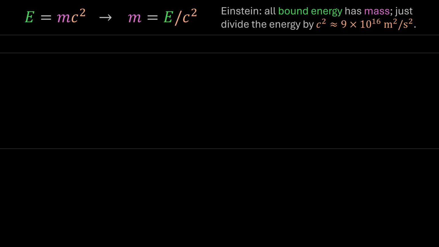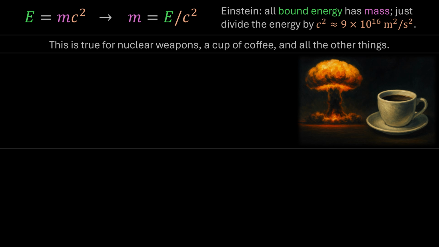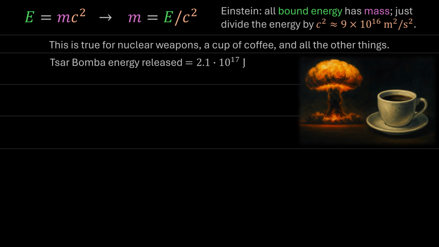Now, when people think about this equation, E equals mc squared, they usually think about it in the context of nuclear energy or nuclear weapons. But actually, it's as true for the nuclear stuff as for a cup of coffee and all the other things. So for example, if you take the biggest nuclear weapon ever detonated, the Tsar Bomba, it released about 2.1 times 10 to the 17th joules of energy. Divide that by the speed of light squared, and you can see that that's 2.3 kilograms of mass that was converted to energy.